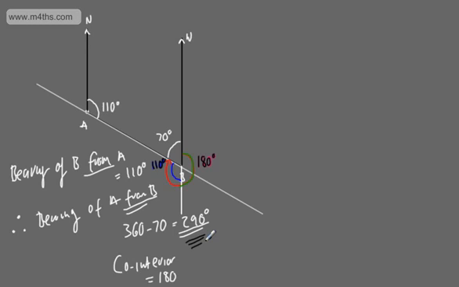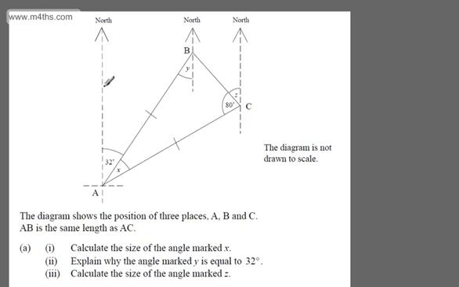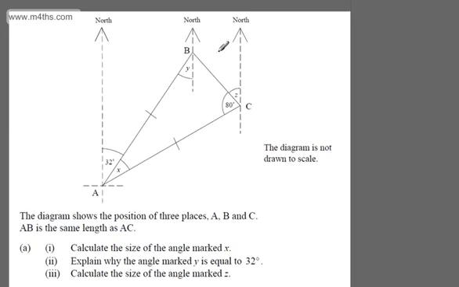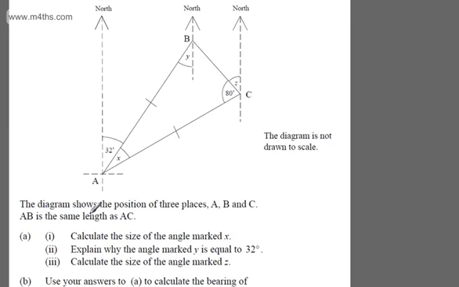So with lots of these problems, we can use angle facts to find missing bearings. Let's go ahead and look at applying this. We've got a diagram here. It says the diagram shows the position of three places A, B and C. So here's A, here's B and here's C. AB is the same length as AC. We can see that's given by those two straight lines, which tells me I've got an isosceles triangle.